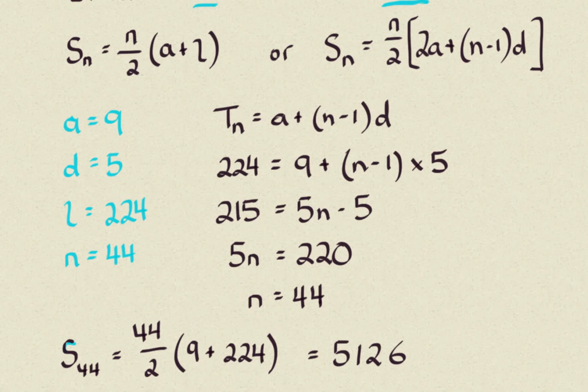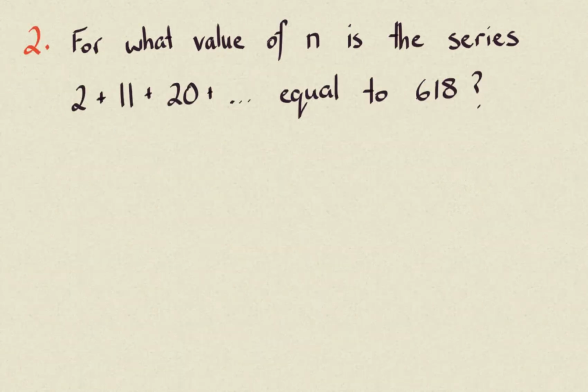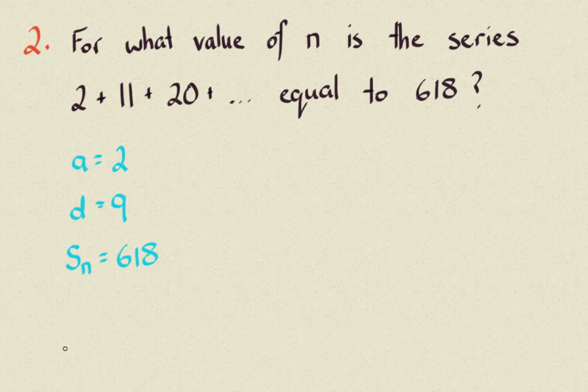Now time for example 2. For what value of n is this series, 2 plus 11 plus 20 and so on, for what value of n is this equal to 618? Well, once again, let's start with what we do know. So we know that the starting value is 2. We know our common difference is 9 when we look at what we've got here. And we know we want the sum to be equal to 618. So this is what we do know. We need to find the value of n.